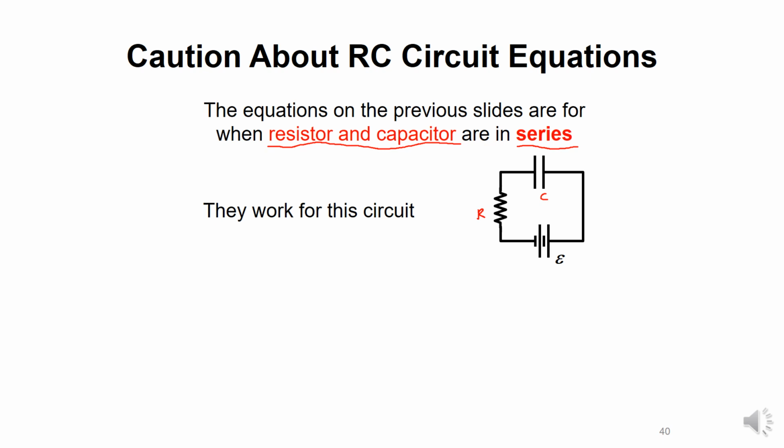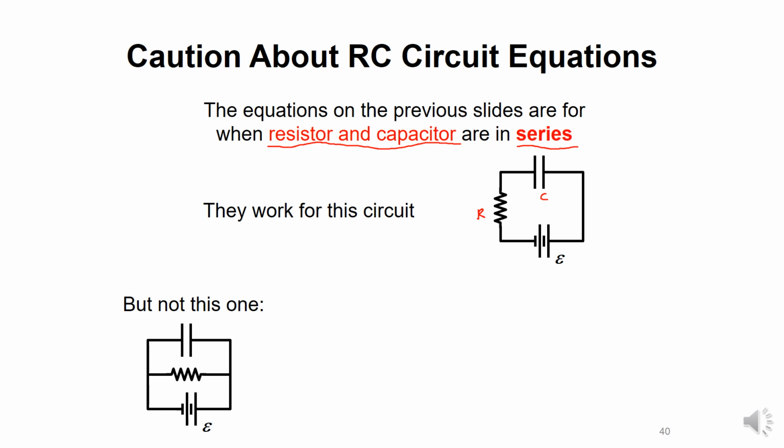In this circuit, you can use the equations that we discussed, depending on whether the capacitor is charging or discharging. But here we have a resistor and a capacitor in parallel. You can't use the equations. So this one was series, and the other one is parallel.